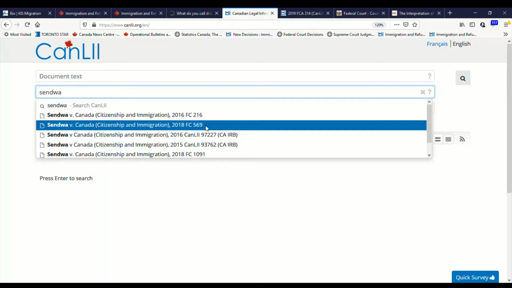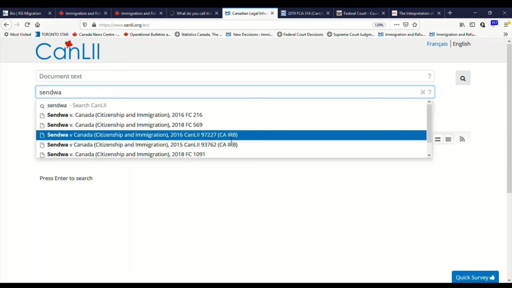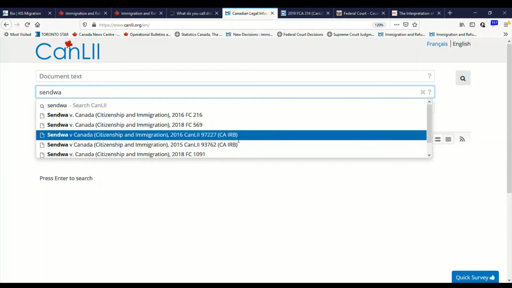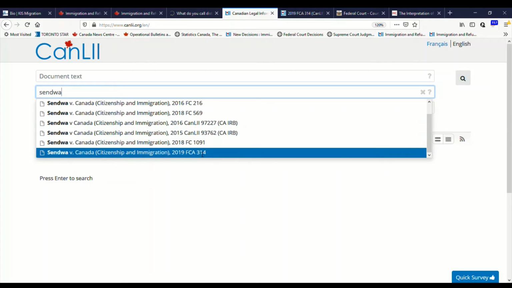One is discussing the certified question so that the parties can appeal to the Federal Court of Appeal. Here you find the decisions from the Immigration and Refugee Board in 2015 that led to SENVA 1, and then 2016 that led to SENVA 2. And most importantly, the Federal Court of Appeal decision from 2019, which we'll discuss shortly.